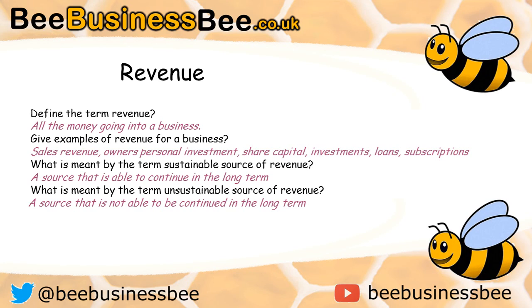Unsustainable means that it's not going to be able to be continued in the long term. So, for example, the owner's personal investment, share capital, bank loans, you could potentially run out of them if people stop giving to you. And if you're relying on those to run your business and they're suddenly taken away and it stops, you've got a problem. They're not sustainable for the long term. Your business won't survive.